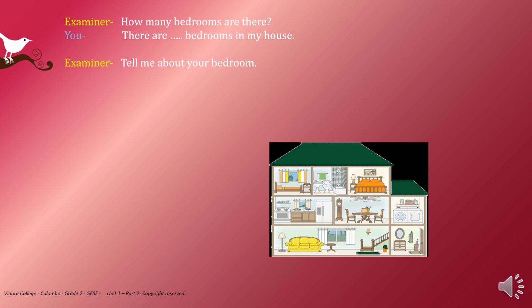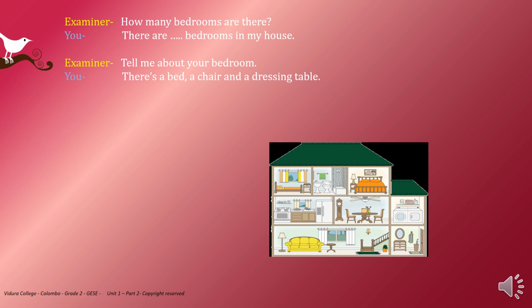Then he will ask like this, tell me about your bedroom. Then you can tell a few things that you have in your bedroom. Okay, so you can tell like this. This is one example. There is a bed, a chair, and a dressing table. You can say any 3 objects that you have in your bedroom. So I have mentioned here what I have in my bedroom. So you can say there is a bed, a chair, and a dressing table.